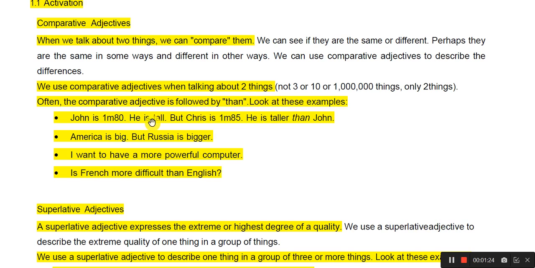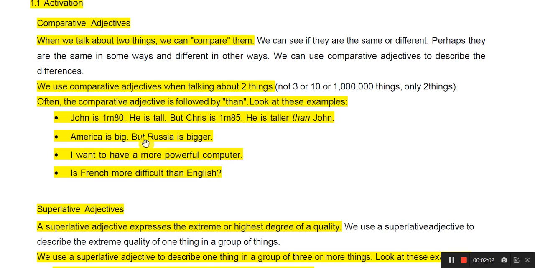Look at these examples. We are talking about John and we are talking about Chris. The first sentence is about John. Look at this, 1 meter and 80 centimeters. He is tall. Podemos decir que él es alto, but Chris is 1 meter and 85 centimeters. Pero Chris dice que mide 1 metro con 85 centímetros. So, my comparative sentence is this. He is taller than John. ¿Quién es he? Chris. Esta oración pudo haber dicho, Chris is taller than John.